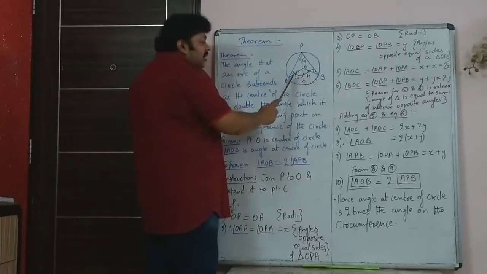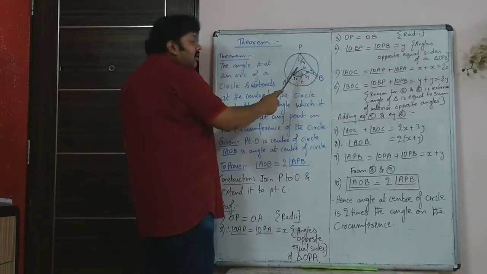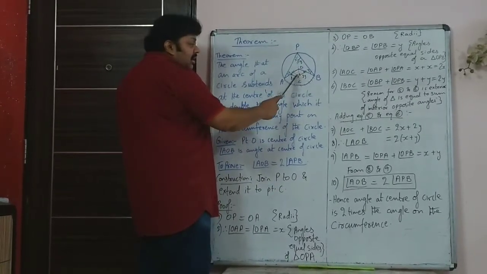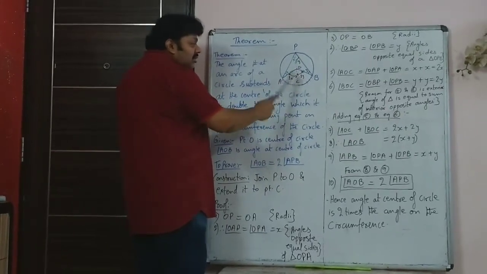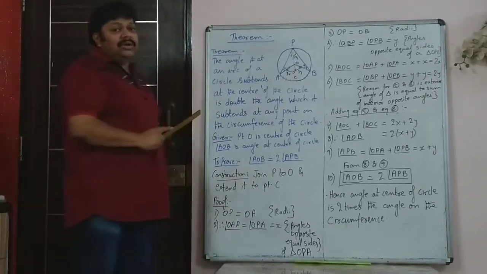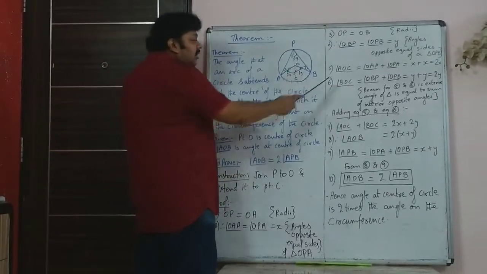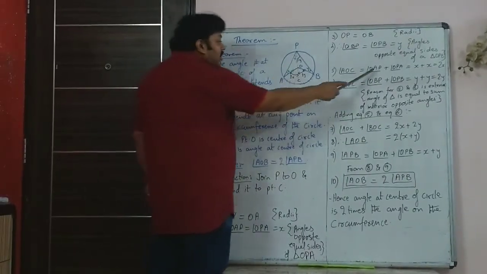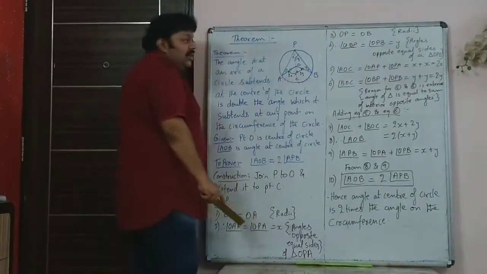AOC, what is AOC? It is an exterior angle of triangle OPA. OP produced and OA, it is the angle between that. So exterior angle AOC will be equal to the sum of interior opposite angles of that particular triangle. So it is OPA plus OAP. So AOC is OAP plus OPA. So it is x plus x, that is 2x.